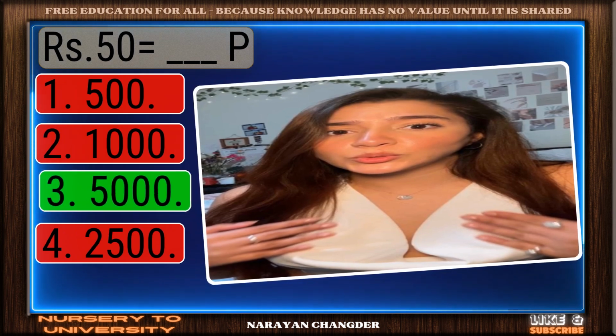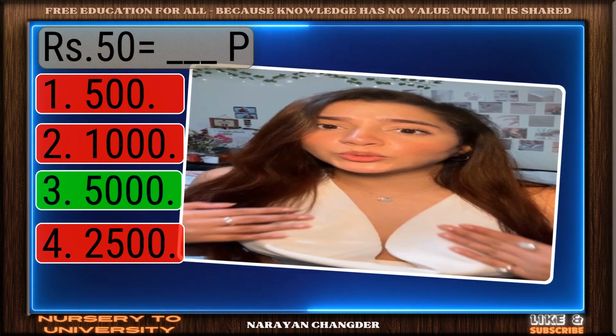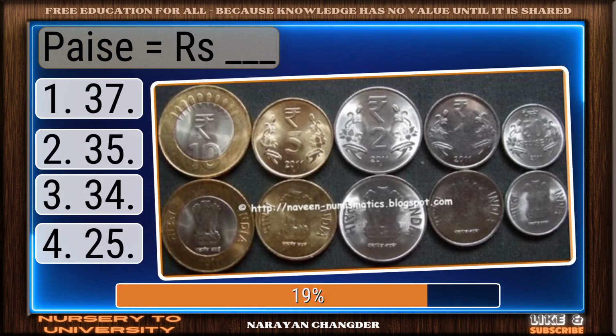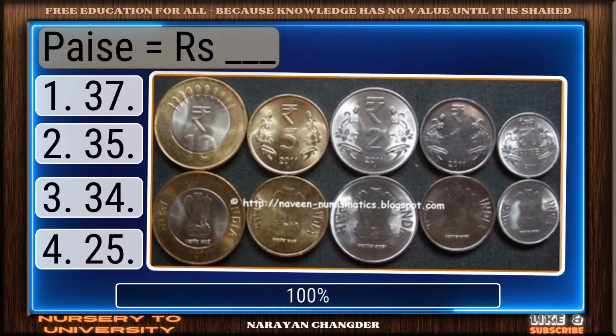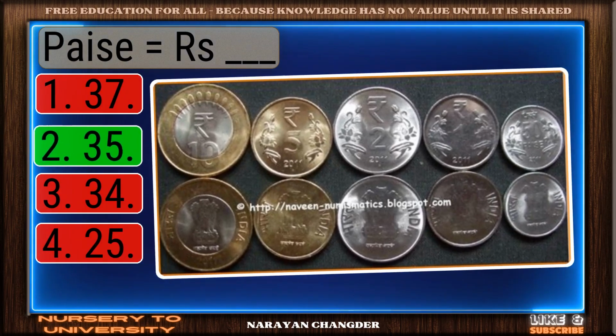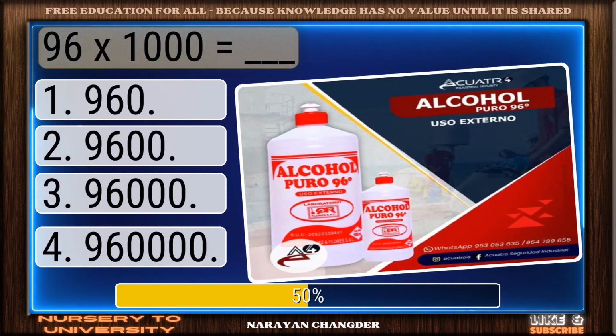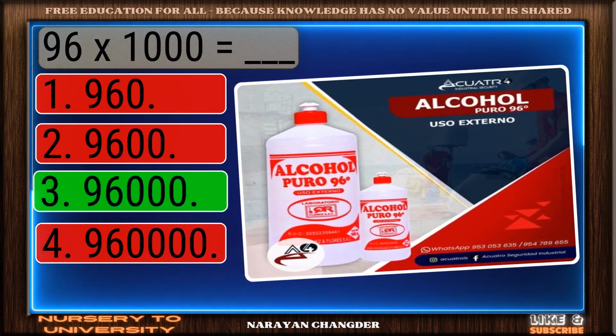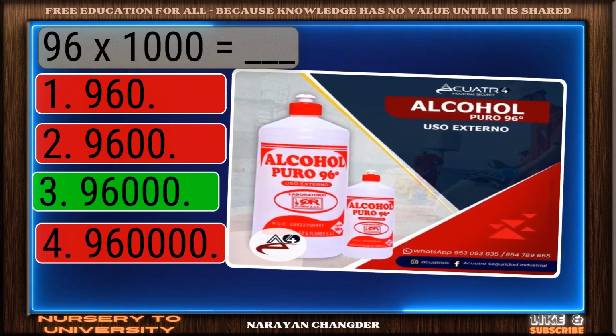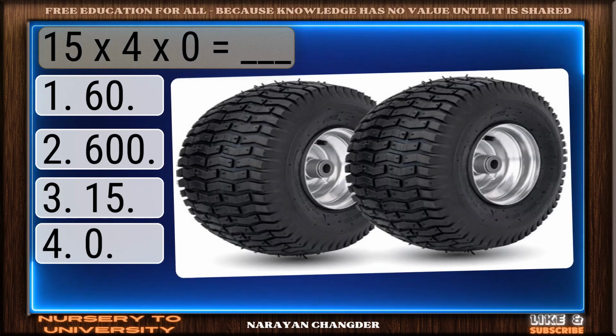Right again. 5000 is a valid answer. P is equal to Rs dash. Bravo, 35 is the answer. 96 and 1000 equal to dash. Sharp thinking. 96,000 is the right choice.